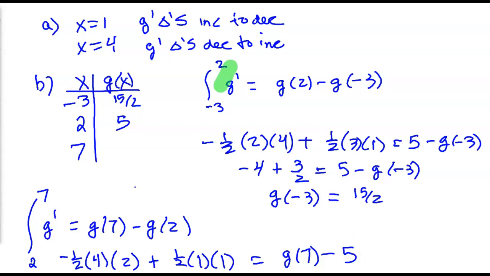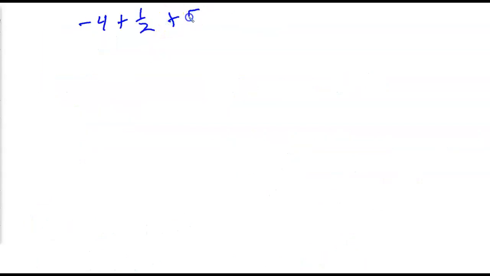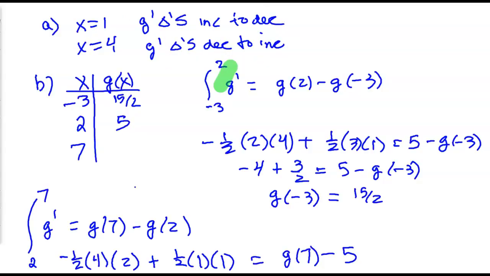And if I add the 5 over, that's going to end up being G of 7. And if I simplify this, I get G of 7 being 3 over 2. So G of 7 is 3 over 2. So now I can look at my table, and I have my largest value of 15 over 2 right here. And that is going to be when the x value is equal to -3.